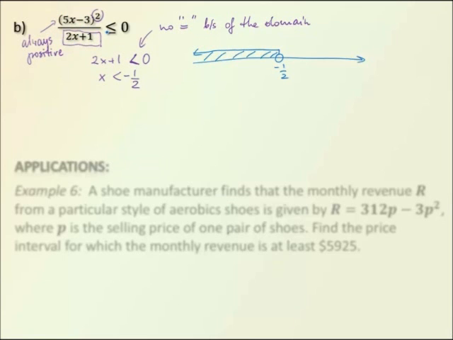We also need to watch the fact that the inequality contains equal sign. So when this fraction is equal to 0, well, it's equal to 0 when the numerator is 0. When 5x minus 3 is 0, well, when x is equal to 3/5. So that's also a point that will make this inequality true. Therefore, we need to include a point 3/5.